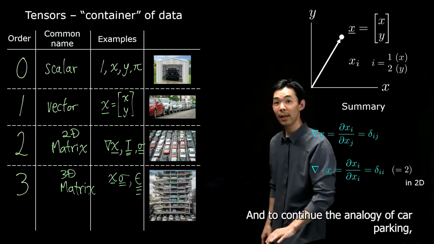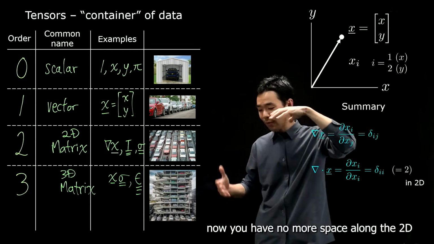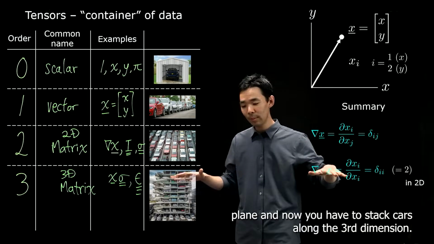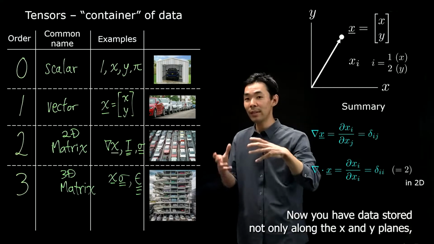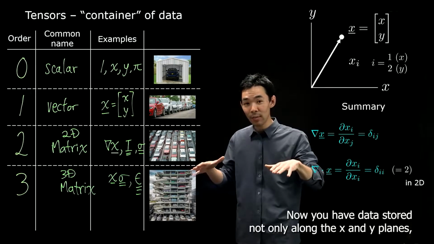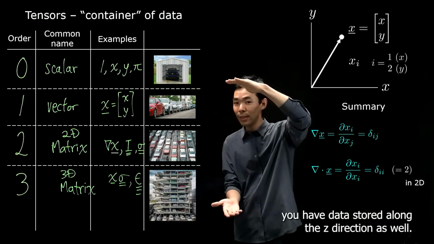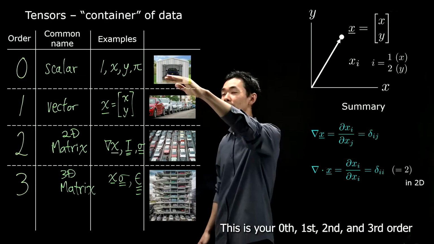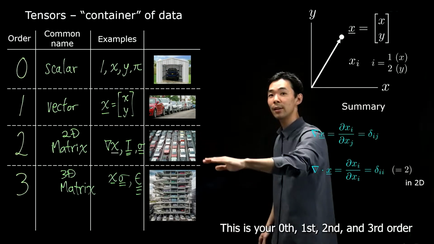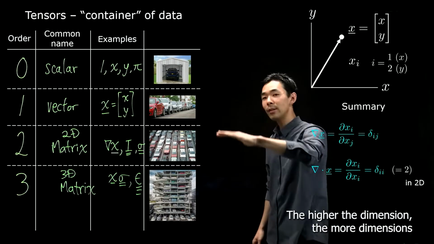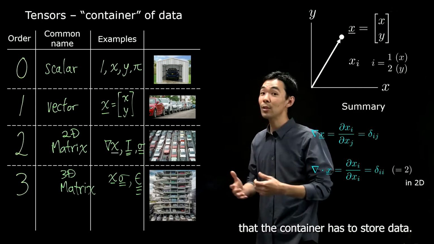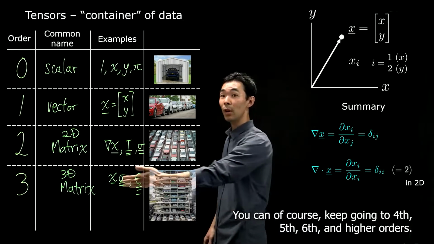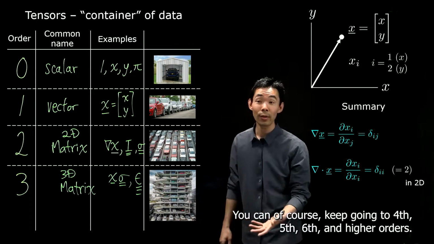And to continue the analogy of car parking, now you have no more space along the two-dimensional plane, and now you have to stack cars along the third dimension along Z. So now you have data stored not only along the X and Y, but you have data stored along the Z direction as well. So this is your 0th order, first, second, third order tensor. The higher the dimension, the more dimensions that the container has to store data. And you can, of course, keep going to 4th, 5th, 6th, and higher order dimensions.